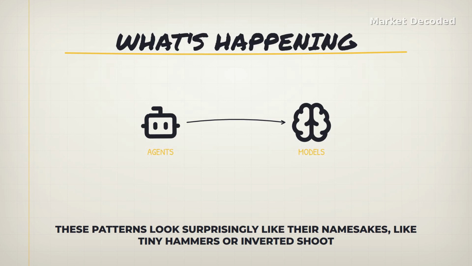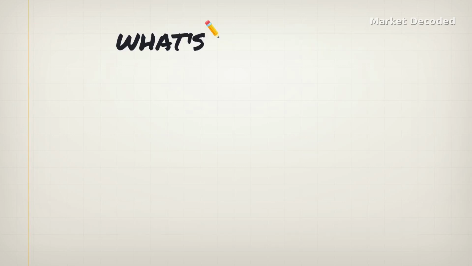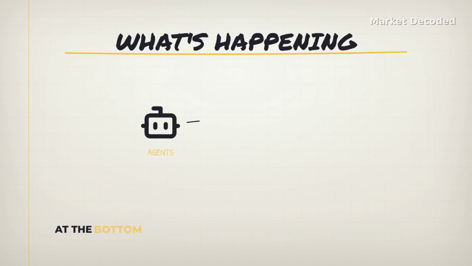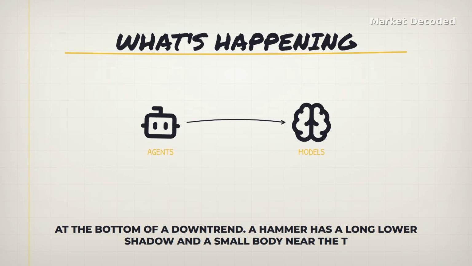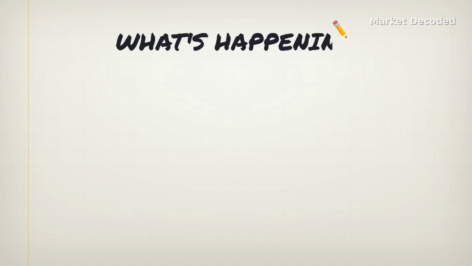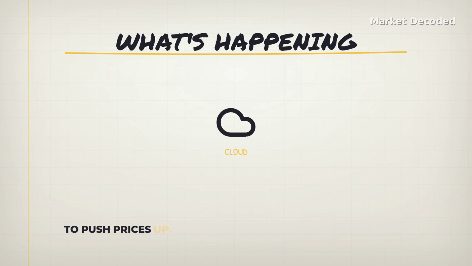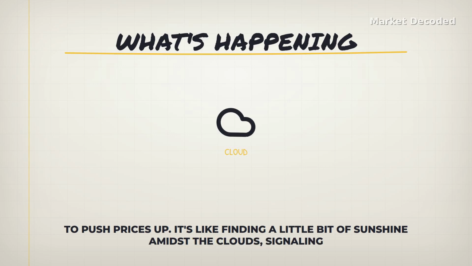Hammer. This is a bullish pattern, often seen at the bottom of a downtrend. A hammer has a long lower shadow and a small body near the top, indicating that after a period of selling pressure, buyers step in to push prices up. It's like finding a little bit of sunshine amidst the clouds, signaling that the market might be turning around.